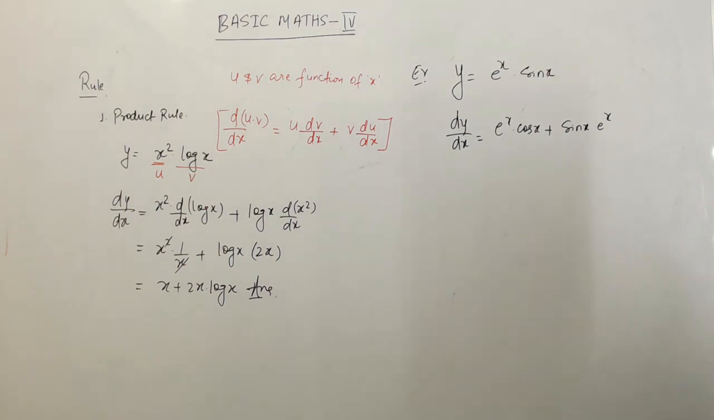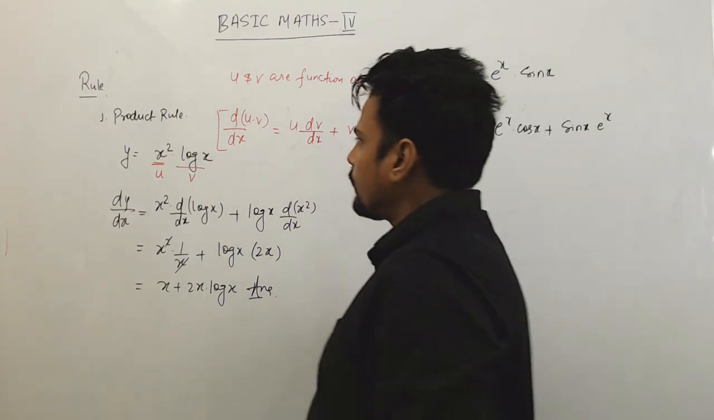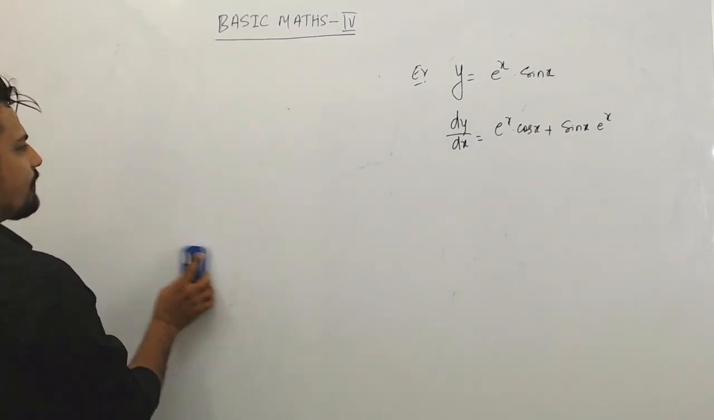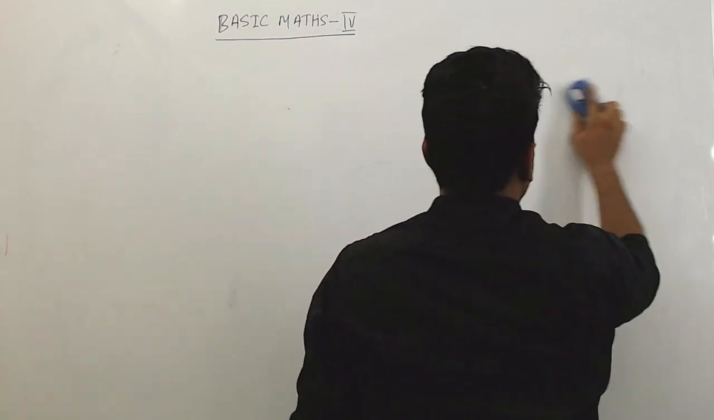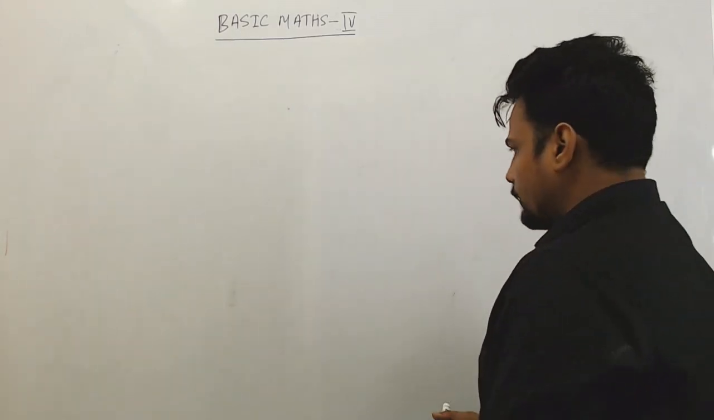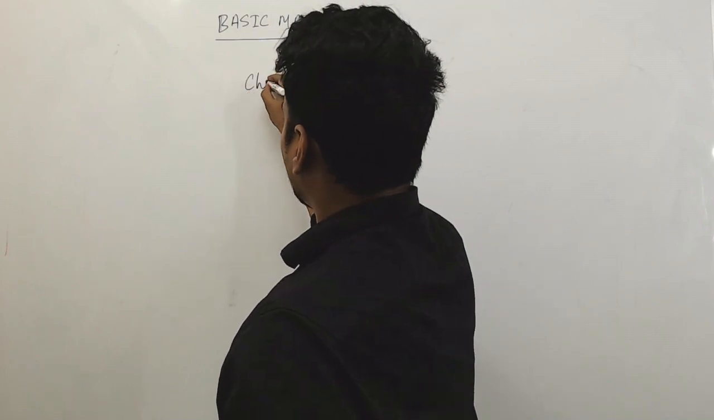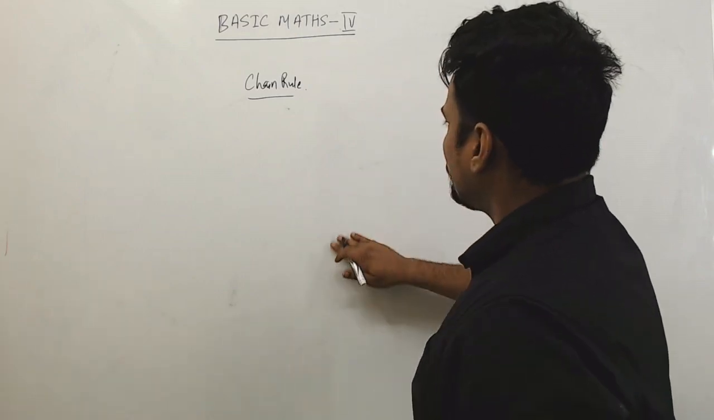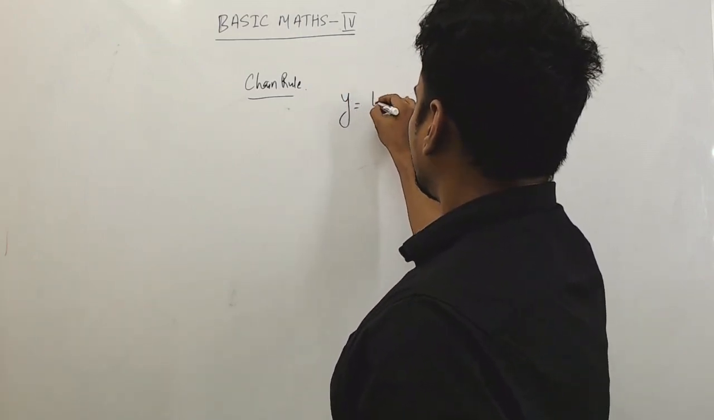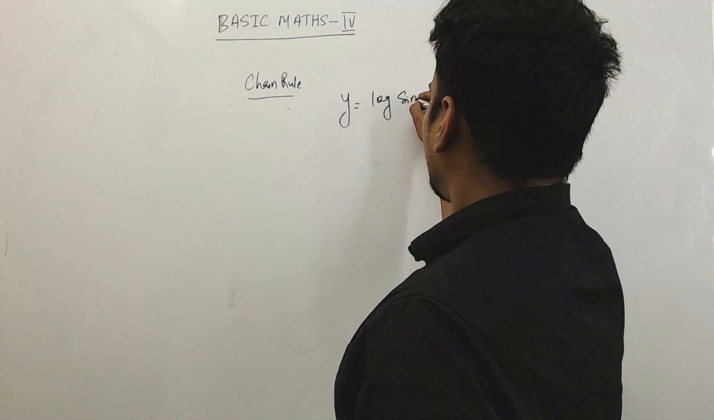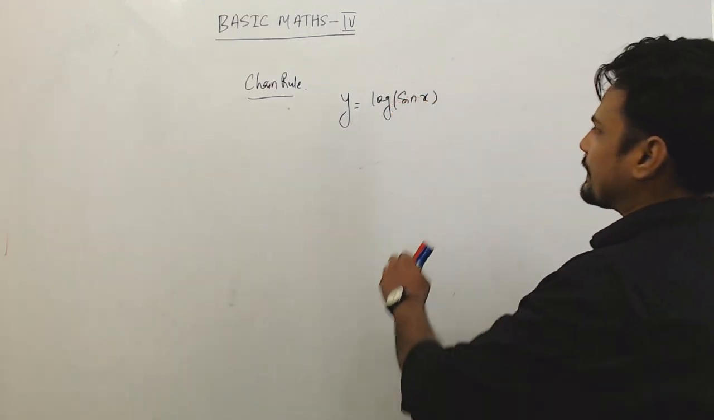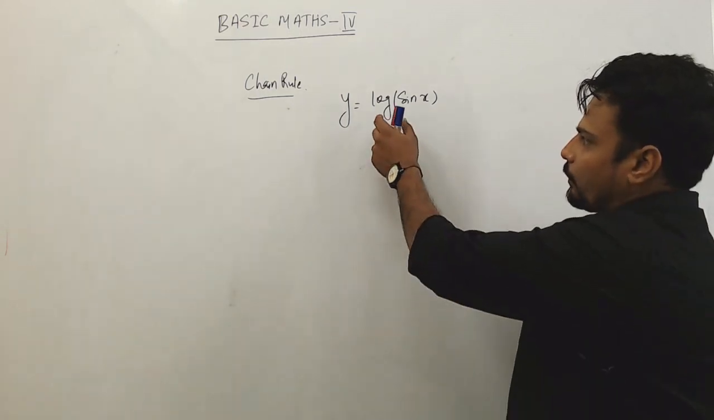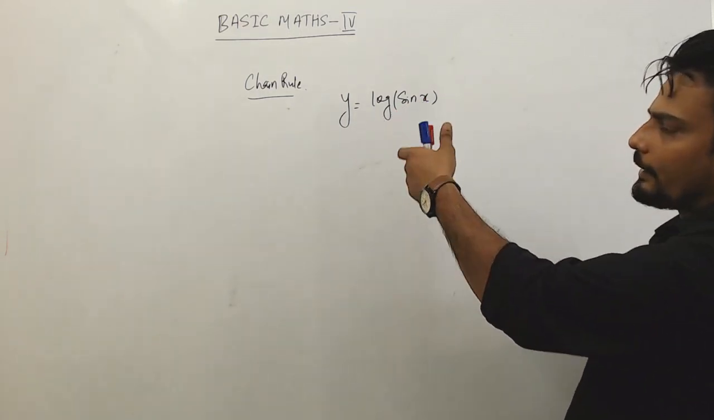All good? Now let me head towards the next rule, that is called the chain rule, or maybe you can understand it that way with some examples. So the next thing is the chain rule. Now what exactly does it mean? Okay, so let's suppose I write a function, y is equal to log of sine of x, and this sine x is inside the log. So these are not two separate functions, but it's just like we have one function inside another function.